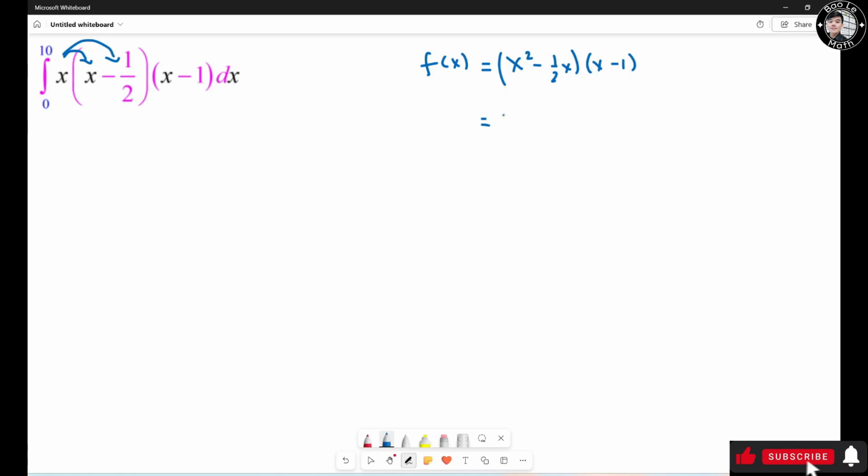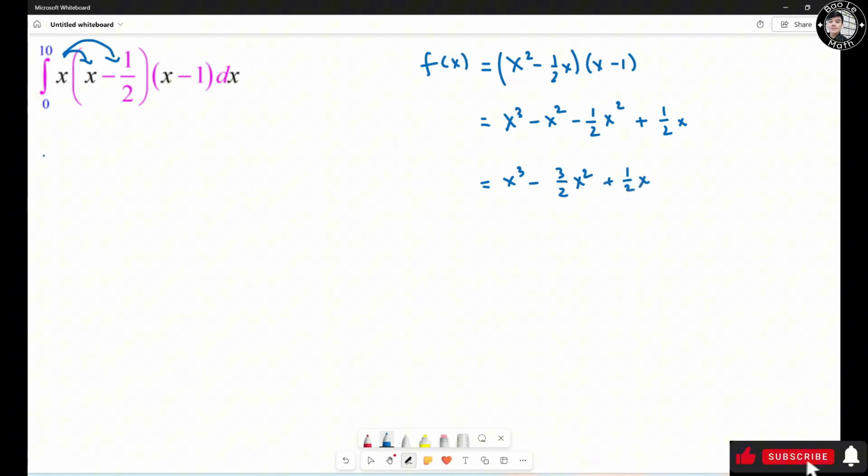So s squared times s could be s cubed. S squared times negative 1 is going to be negative s squared. Minus 1 half s squared, right? Plus 1 half s, right? Now I'm going to simplify. It could be s cubed minus 3 and a half s squared plus 1 half s, right?